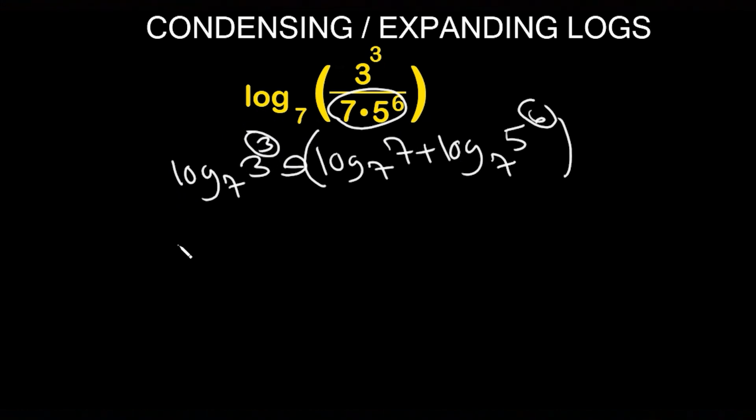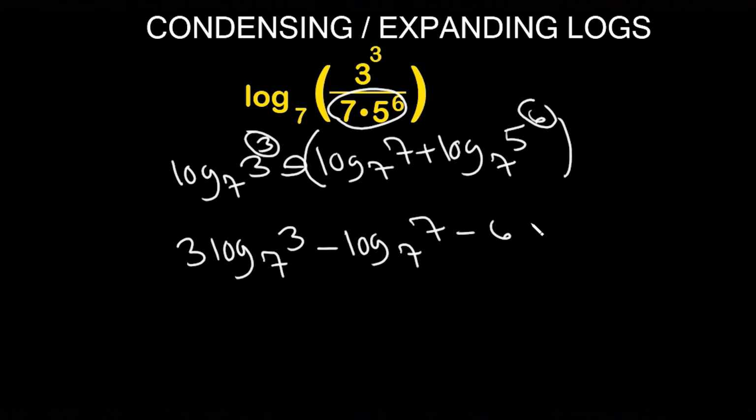And so rewriting it, we're going to write 3 log base 7 of 3. Again, just applying the power property there. And then I have to distribute the negative inside. So this becomes negative log base 7 of 7. And then minus 6, again applying that power property, log base 7 of 5, okay? And technically, there's one more thing you can do here. This part right here is technically going to be 1.